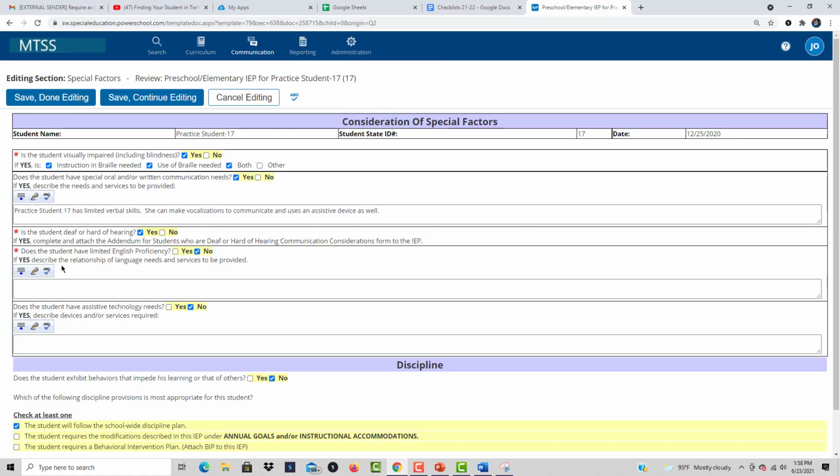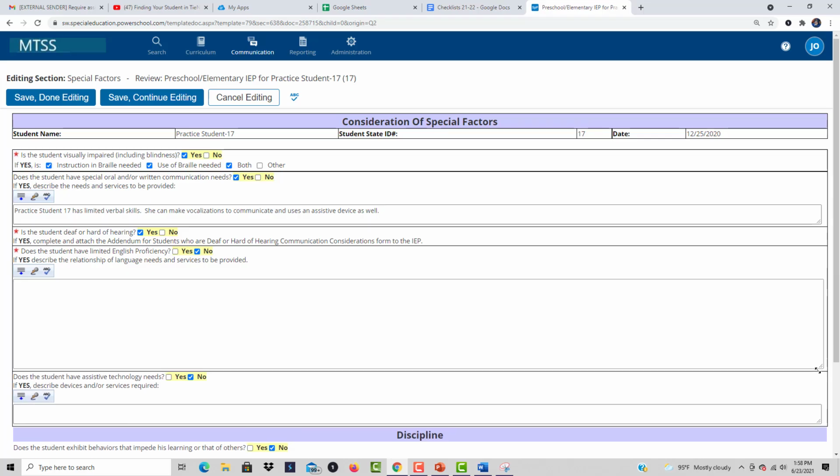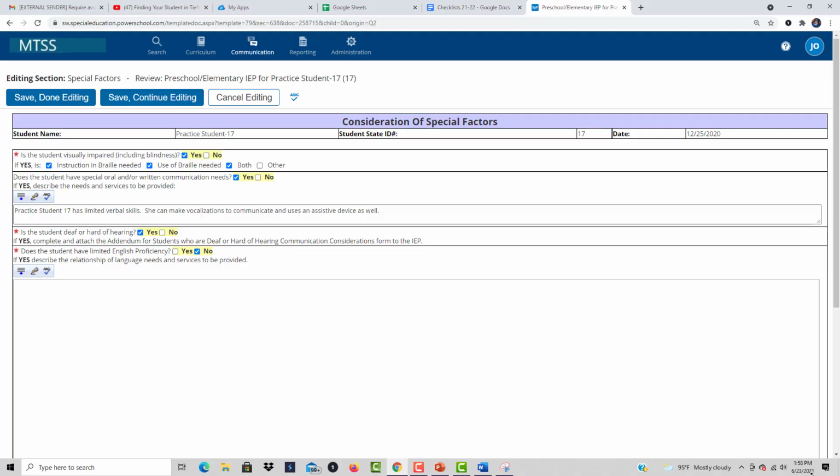So after that is, does the student have limited English proficiency? So the answer is either yes or no. But if the answer is yes, then you have to describe the relationship of the language needs and the services to be provided. And this is kind of a small space to do that. So remember, depending on the browser and see these three little lines right here, you can go ahead and open that box up so you can type as much as you need to go in here.